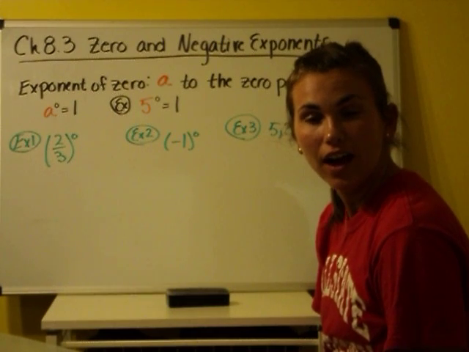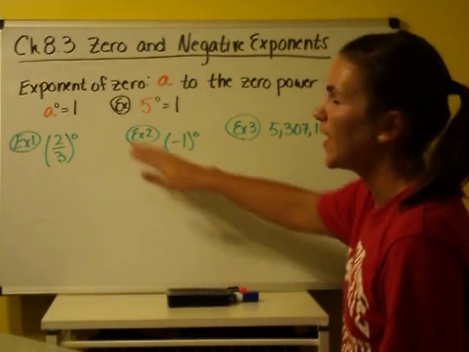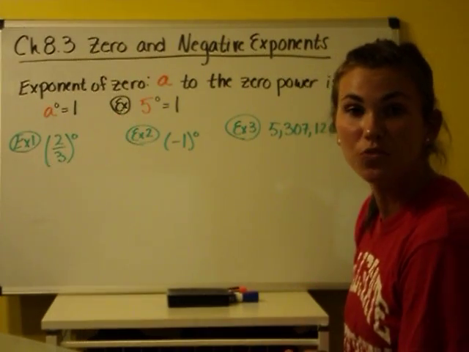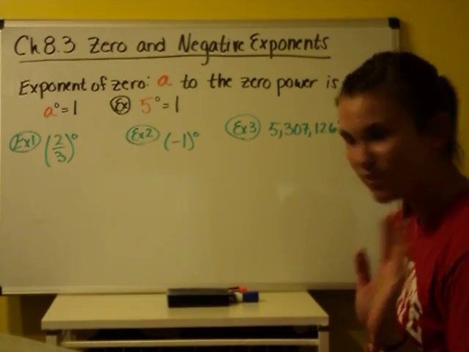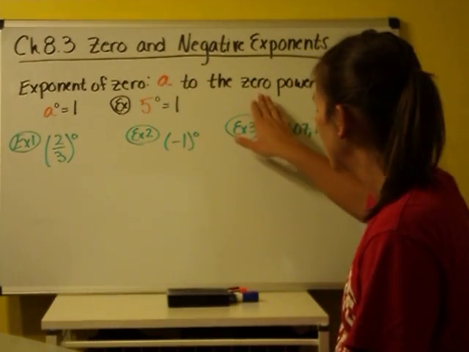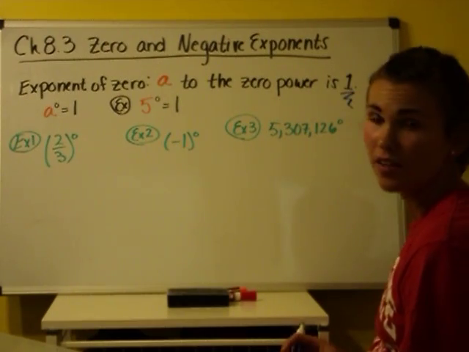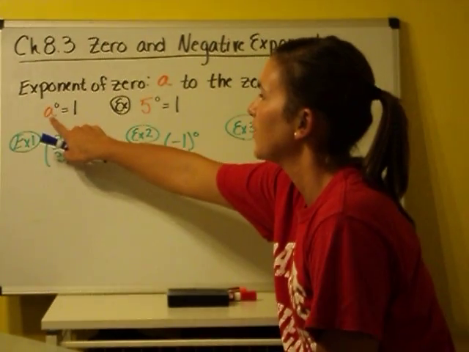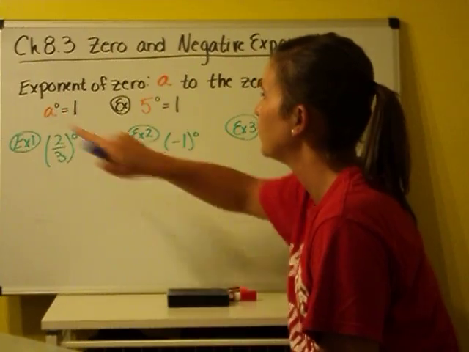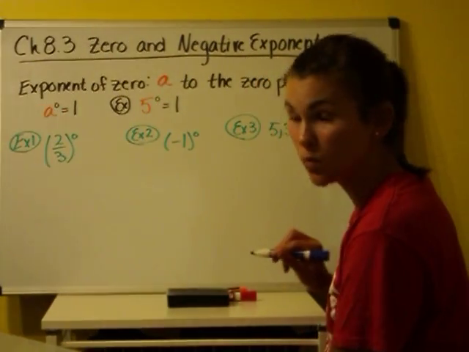Additional exponent properties. The first is finding the solution when we have an exponent of 0. It's very simple. Whenever we have any number to the 0th power, the answer is 1. So if you have any number a to the 0 power, it equals 1. For example, 5 to the 0 power equals 1.